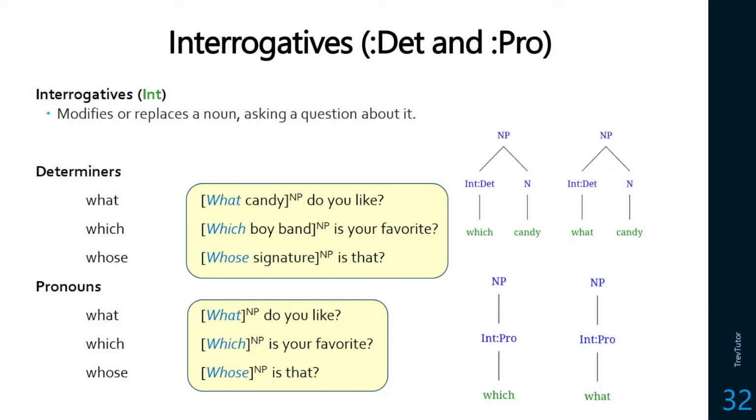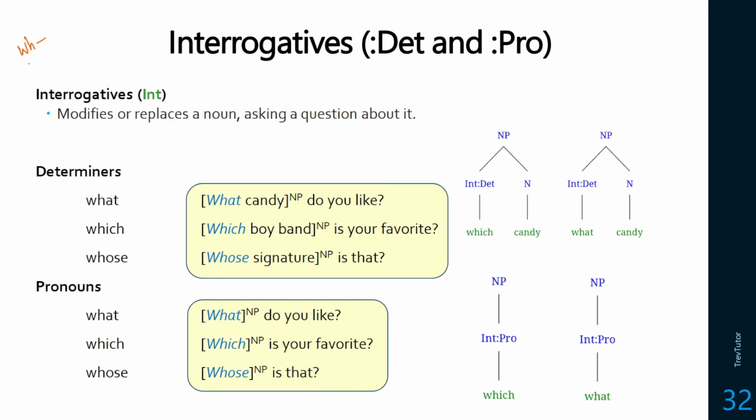Now, interrogatives are WH words. So, who, what, when, where, why, and how. There is a WH in how, it's just the order is different, but they're still there. So, this will replace a noun in a question, and it will ask a question about it.